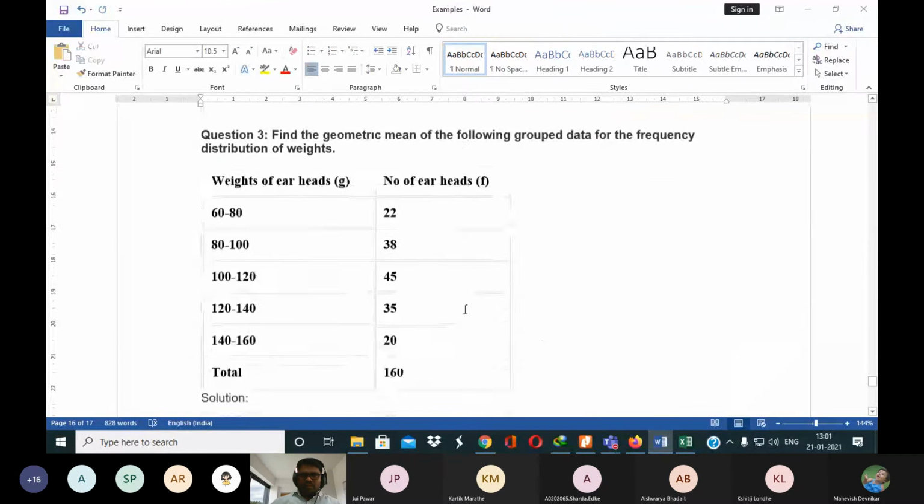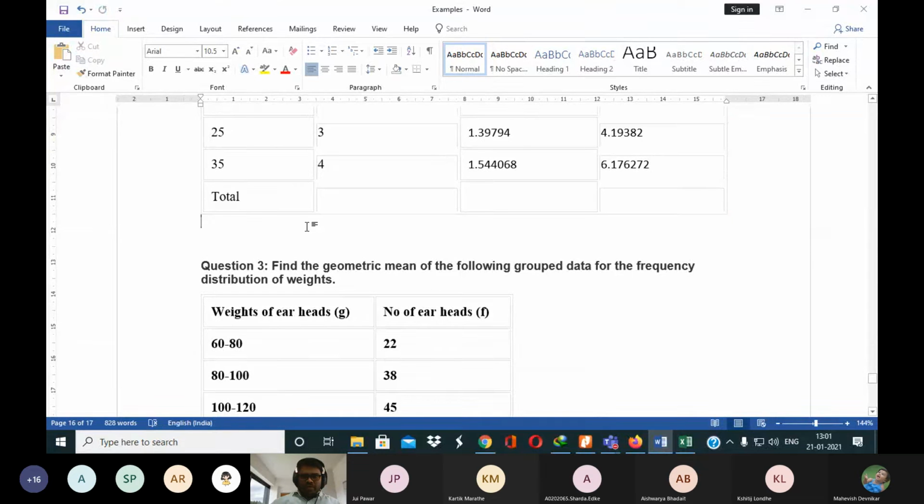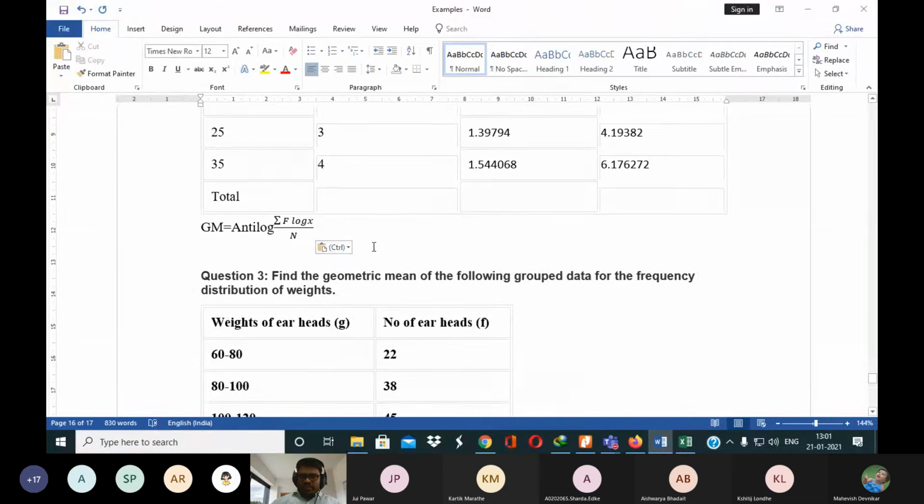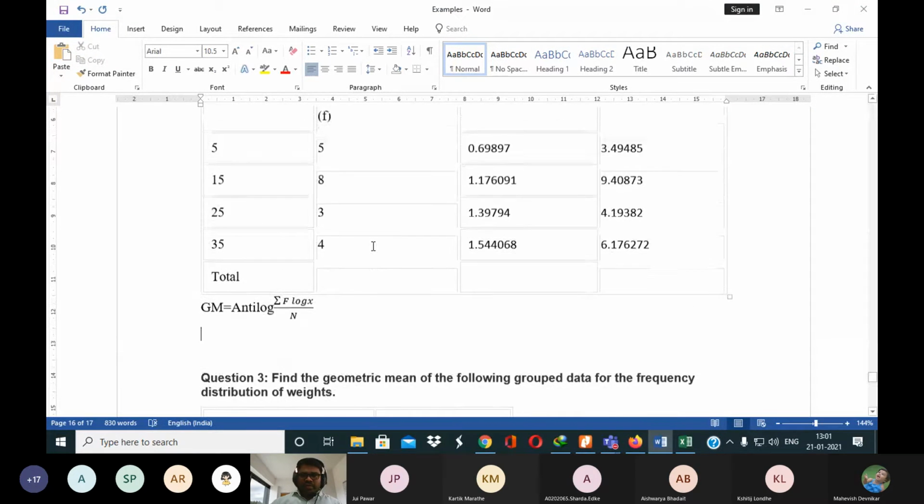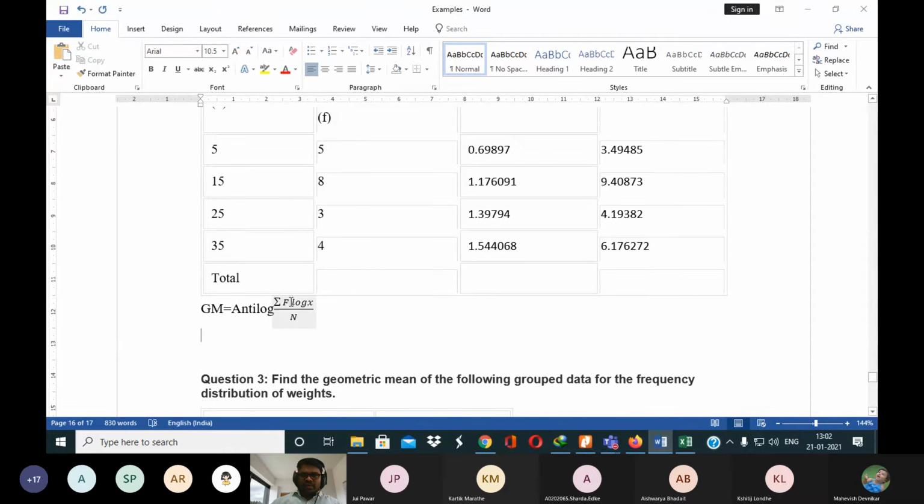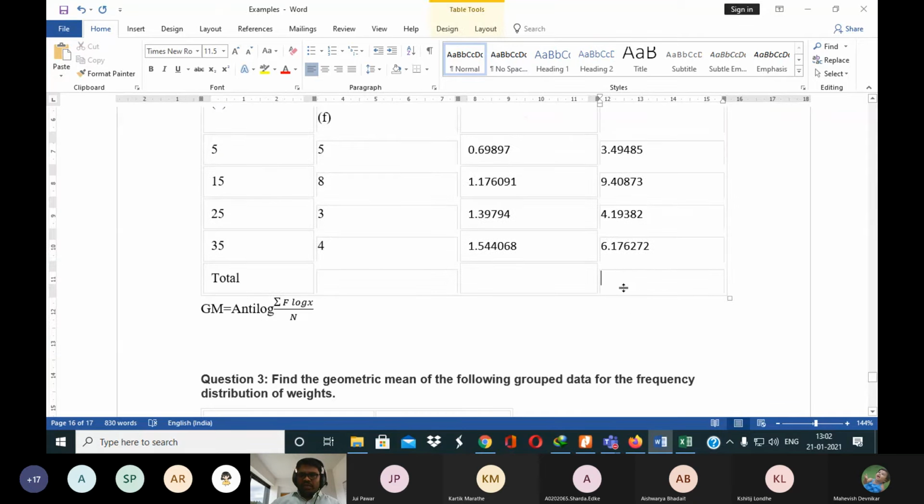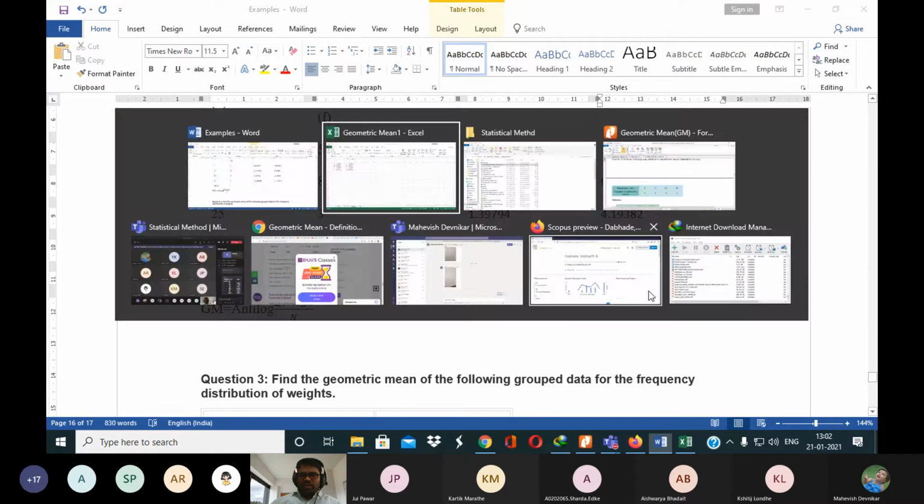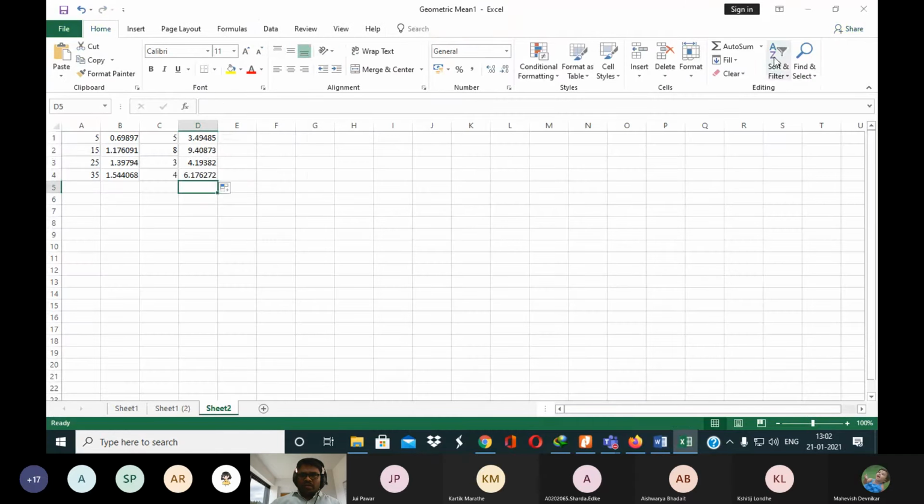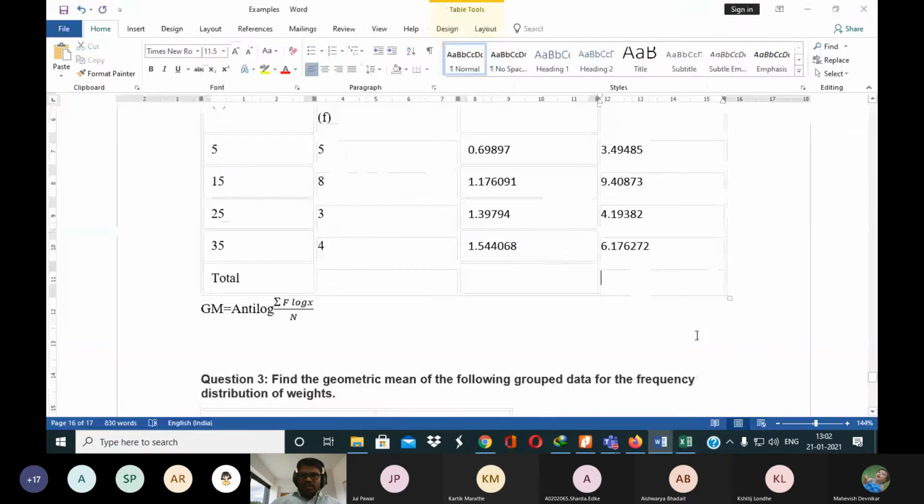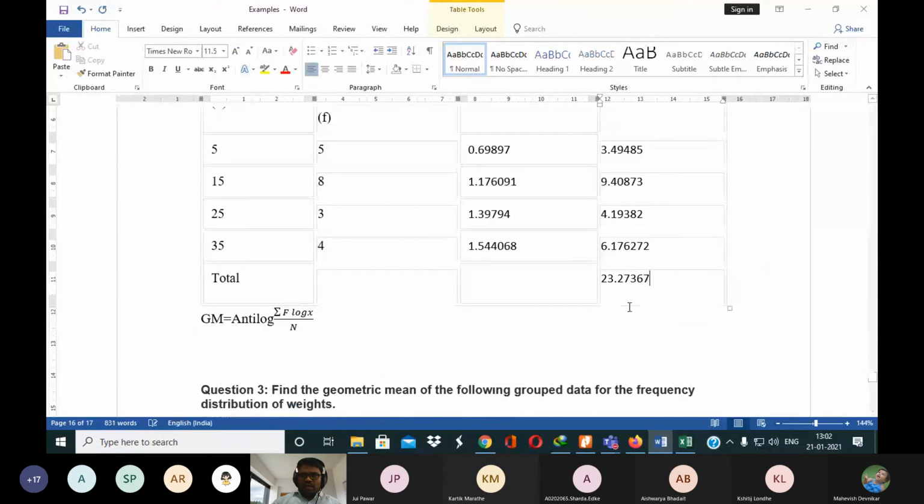Okay, so here we have to use this formula. Now we need to find the summation of f of log of x. So here we need to write the summation of f of log of x. So it would be 23.736. Okay, you can calculate it on your own.